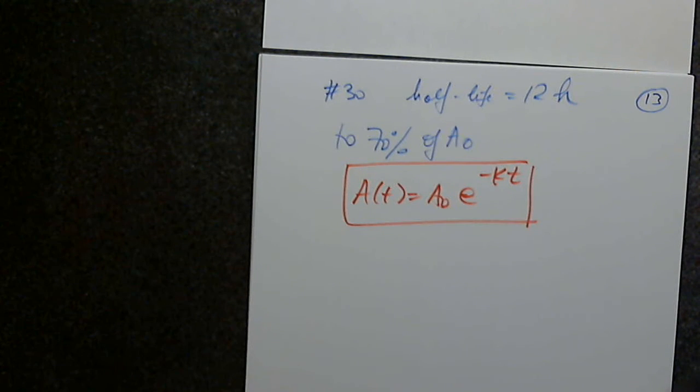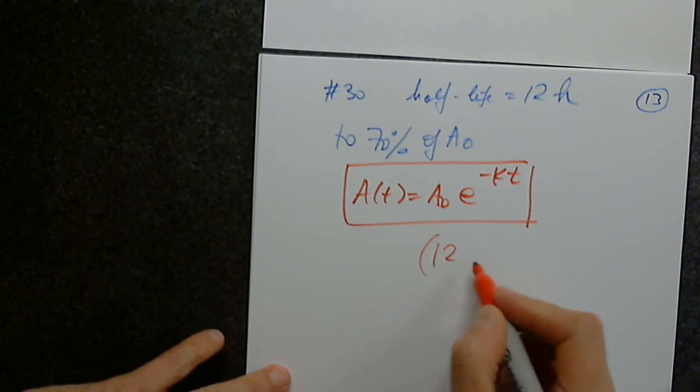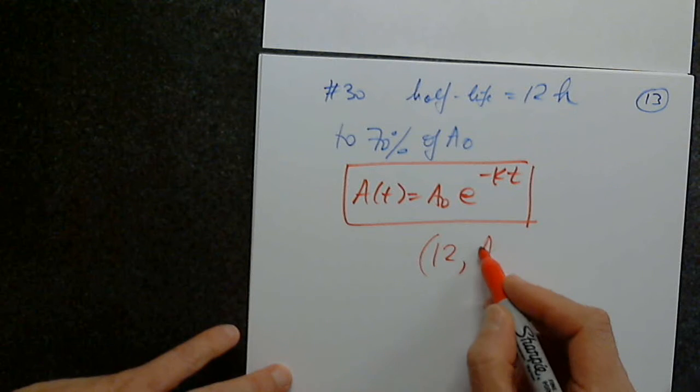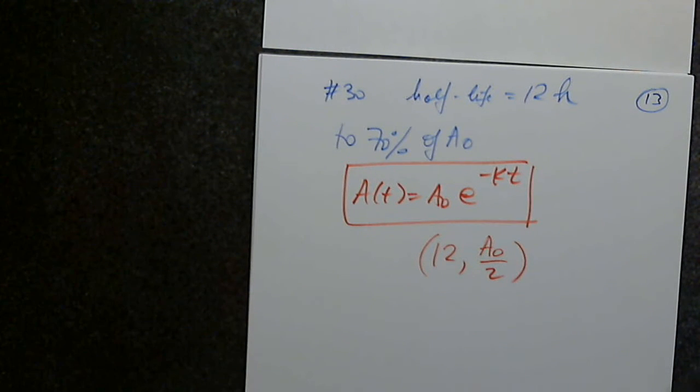I don't have the original amount, but I know that if I take a pill right now, aspirin, 12 hours later, in my bloodstream, I still have half of what I took. That is sufficient for us to come up with a point. 12, comma, A0 over 2. Excellent. So I took A0 right now. A sub 0, same thing. So I took A0 right now, and 12 hours later, this is the point. 12 hours later, I still have in my system A0 over 2.